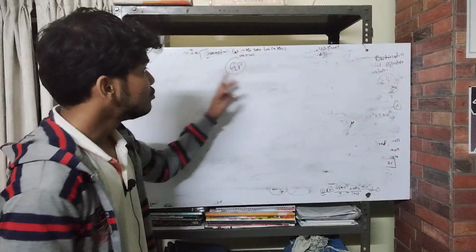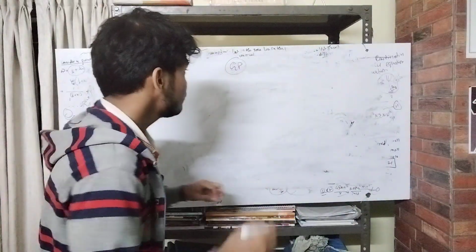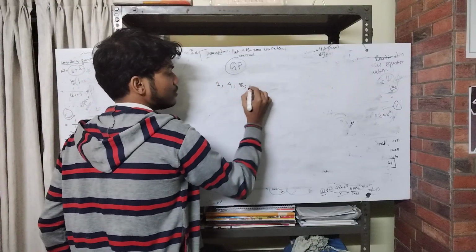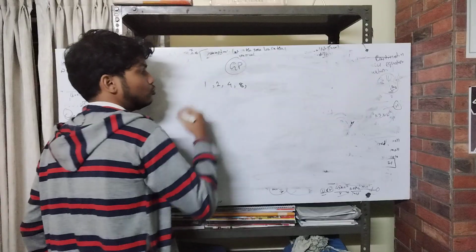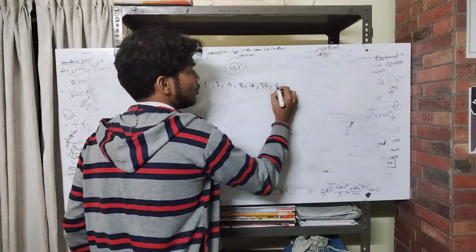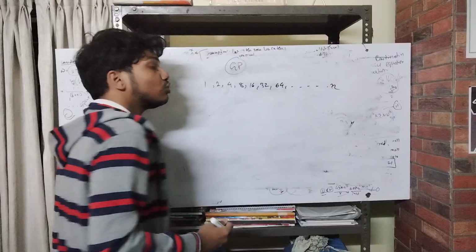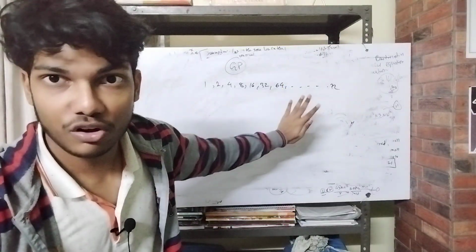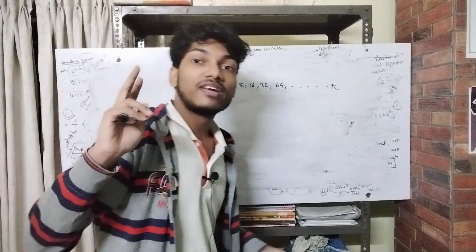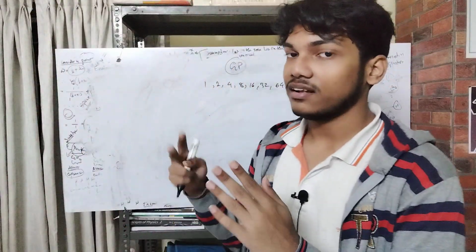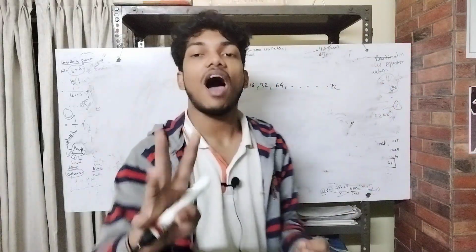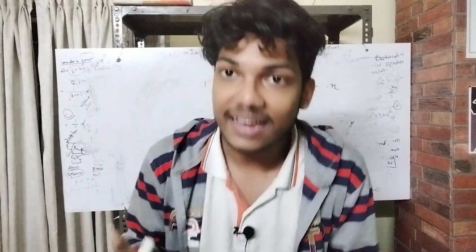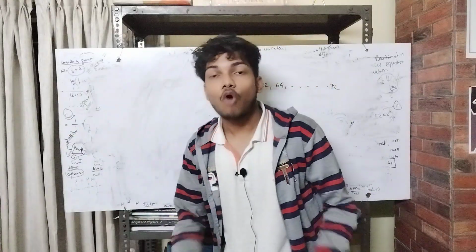Now GP, if I write a sequence 1, 2, 4, 8, 16, 32, 64, up to n, this is an example of a basic geometric progression. Here we get familiar with two terms, a and r. r stands for common ratio. In AP we learned the common difference, and in GP we will learn the common ratio.